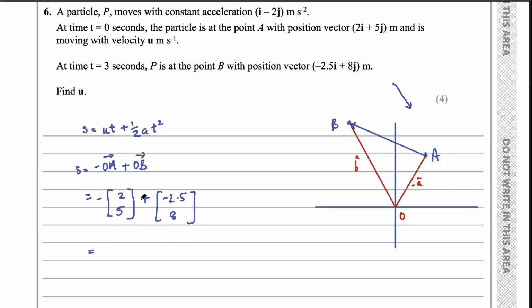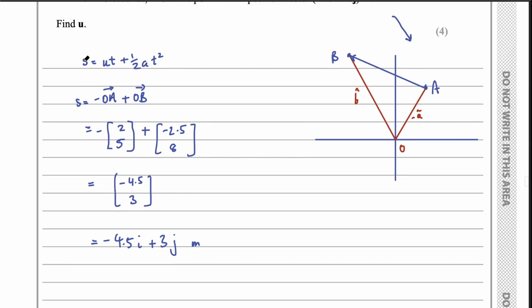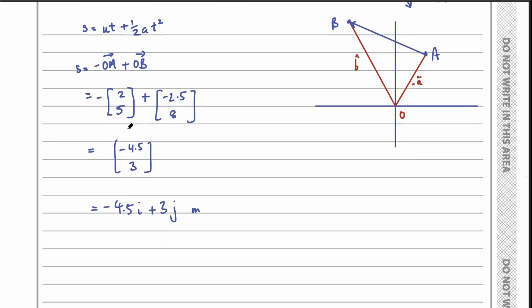Okay, so all we need to do now is add those together. Negative 2 plus negative 2.5 will be negative 4.5. Negative 5 plus 8 will be positive 3. So the displacement is negative 4.5, 3. As a vector, this will be negative 4.5i plus 3j meters. Okay, so that's the displacement vector from A to B. And then, as we said, we can use this formula. We have s, we have a, we can use it to work out u. We also have t, which is 3 seconds.